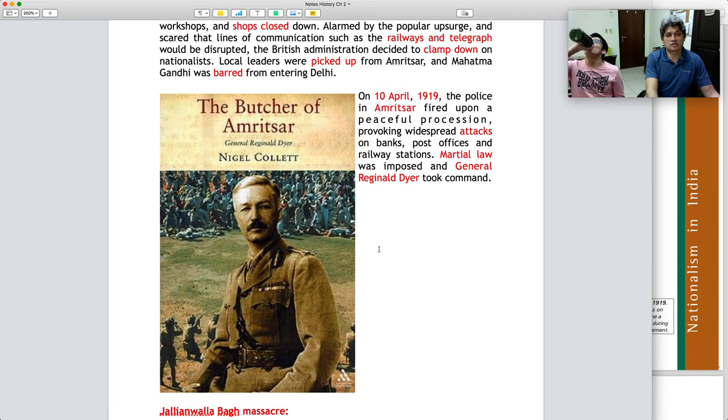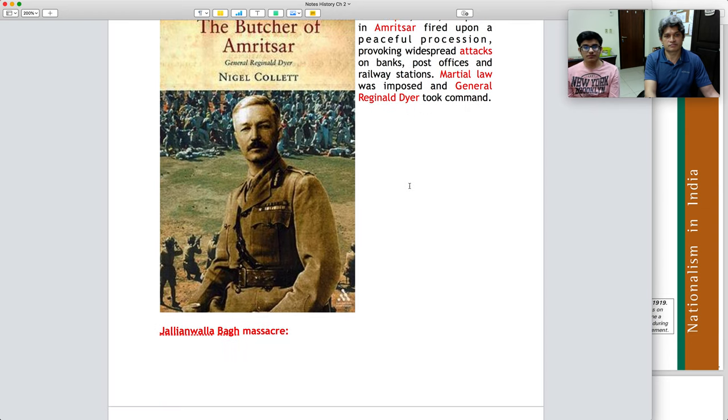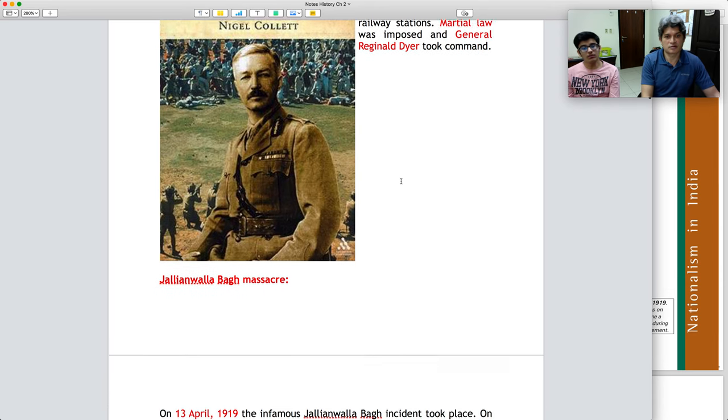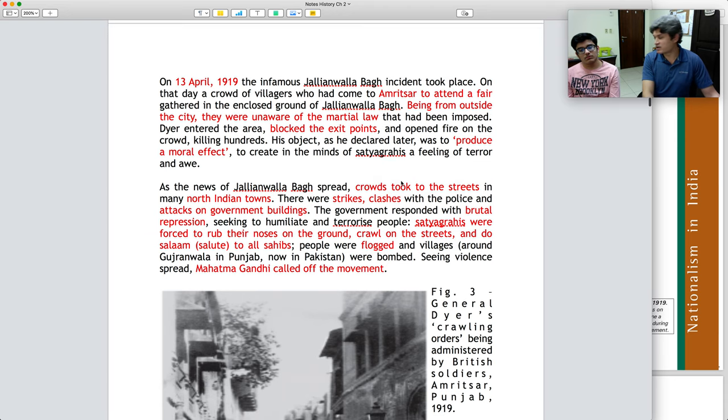So this book by Nigel Collett was written. It's titled The Butcher of Amritsar. General Reginald Dyer. So this was the Jallianwala Bagh incident.